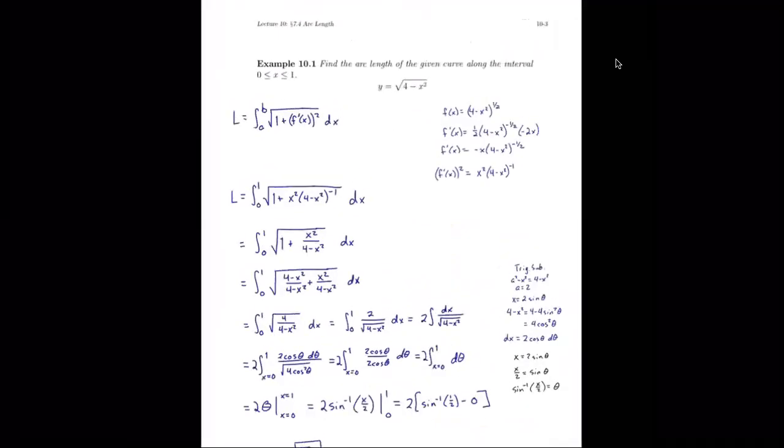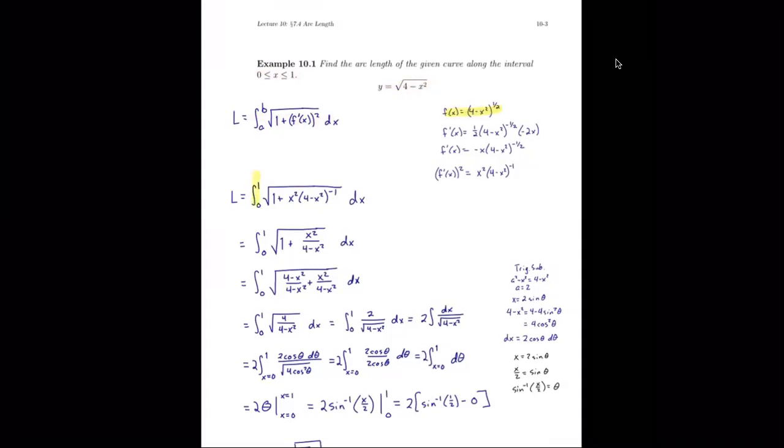The first one is to find the arc length of the given curve along the interval 0 to 1. So the curve is y equals square root of 4 minus x squared. Our arc length formula is this. They give us everything we need. We have the function f of x, we have a and b as 0 and 1, and we set up our integral.